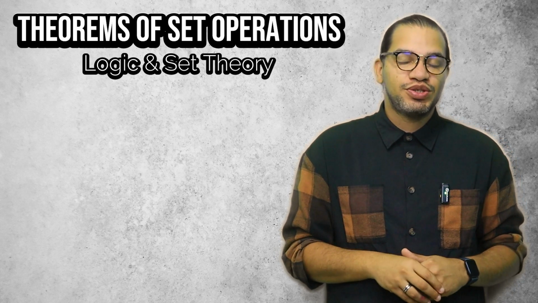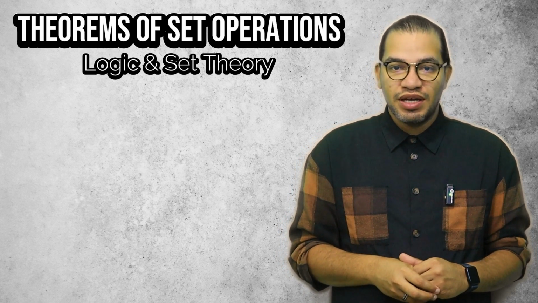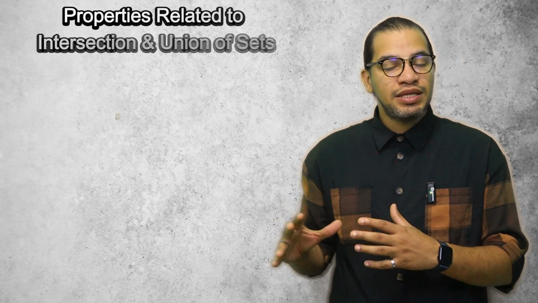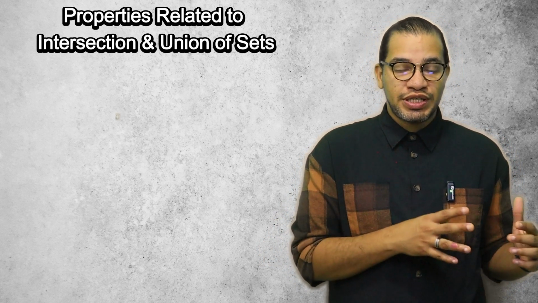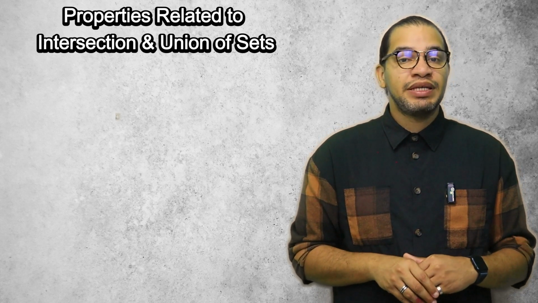Today we are going to keep on diving into operations on set theory, but this time we're going to dive into the properties of such operations. Now it is time to introduce the most important properties related to the union and intersection between sets. Let A, B, and C be sets.